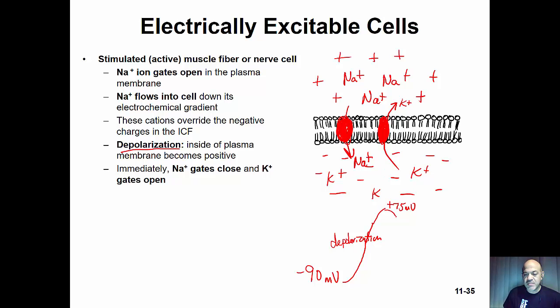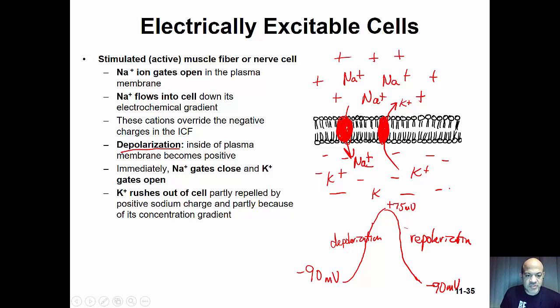What that's going to do is bring back down, because we're going to lose positive charges from inside, the electric potential back down to negative 90 millivolts. So this process is going to be called repolarization.